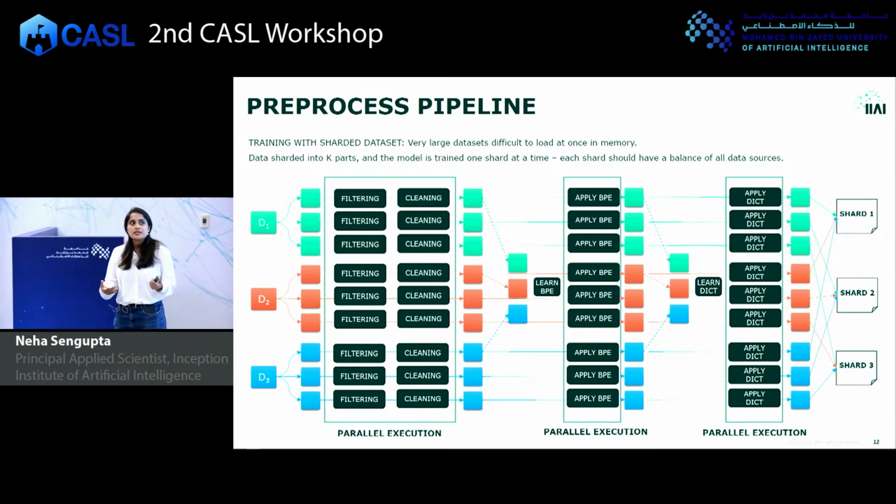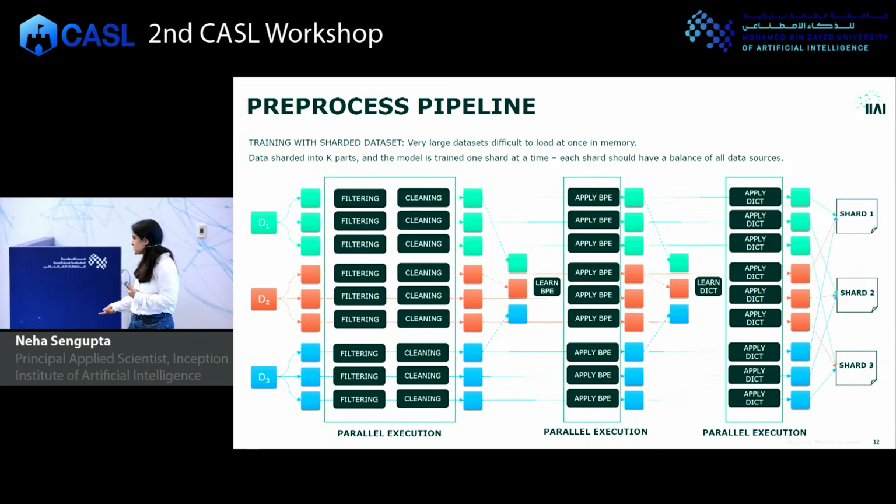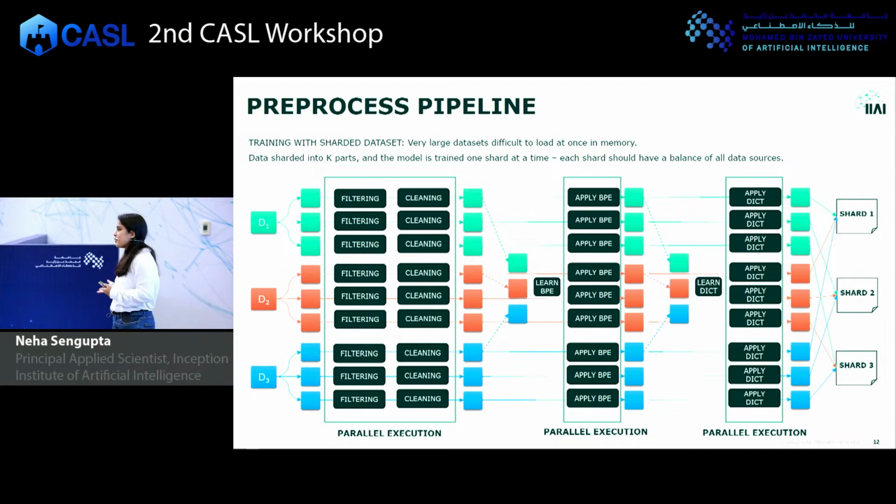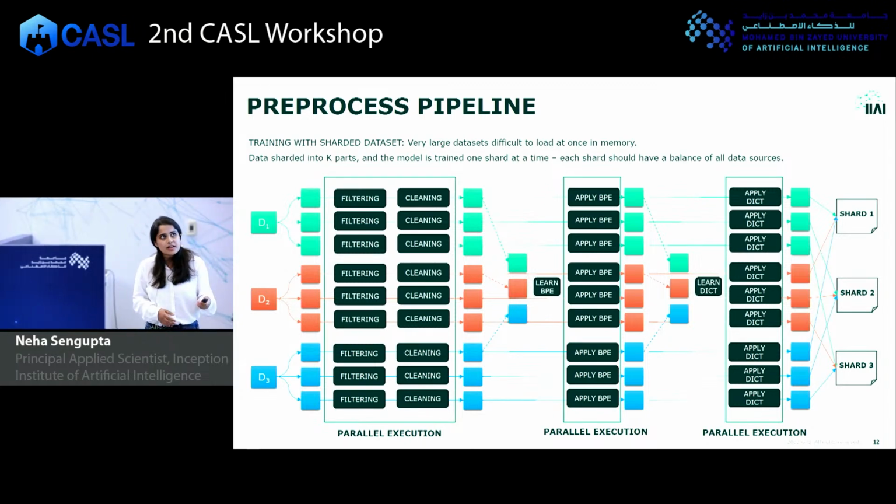Because remember that the model is training piece by piece, right? Each epoch is one of these shards, which means that every shard should have a balance of all domains, right? Because your learning rate starts to reduce as you keep training. So shard 1 then has an equal balance of D1, D2, D3, as does shard 2 and shard 3, right?